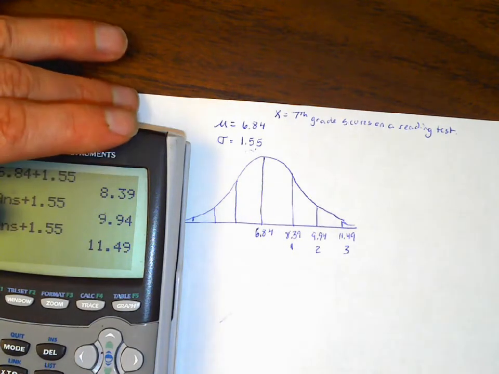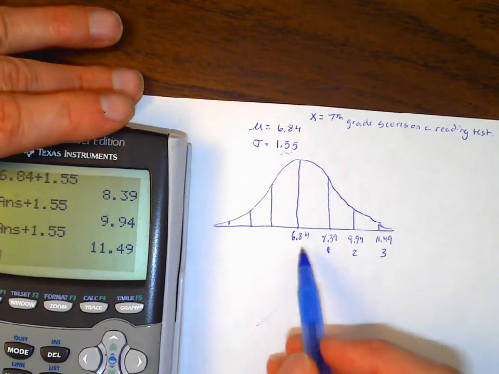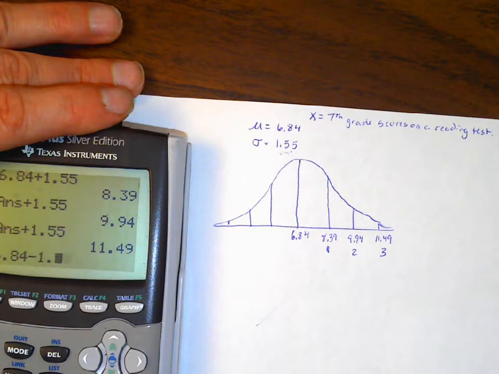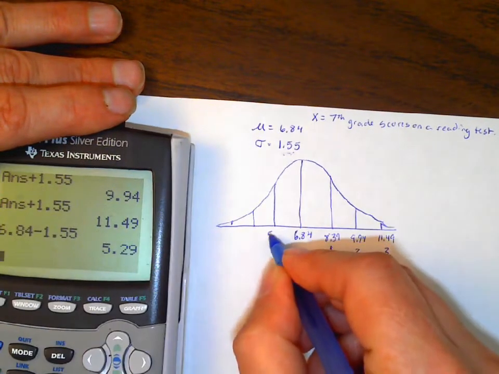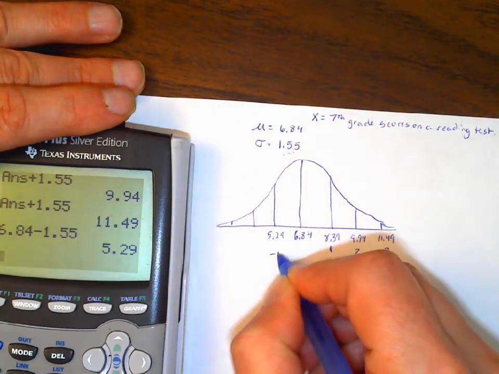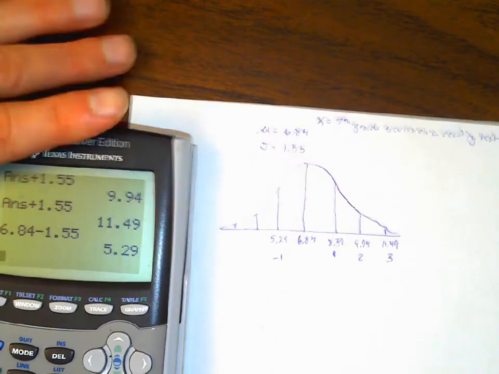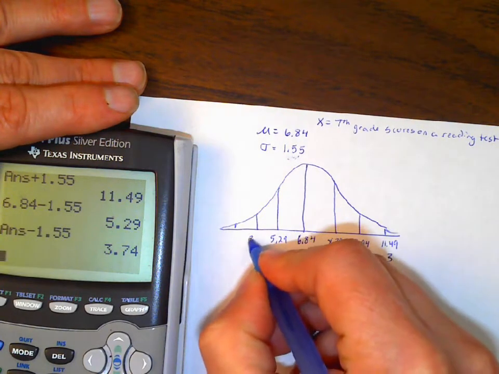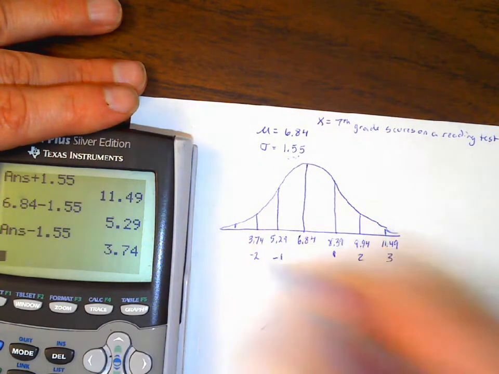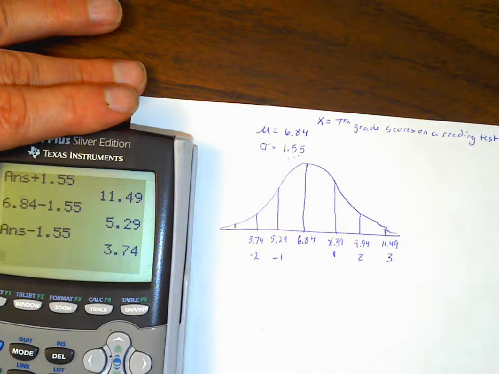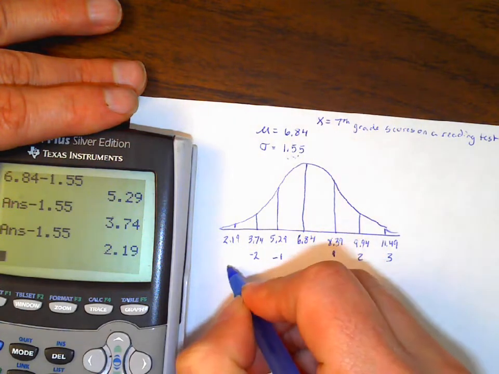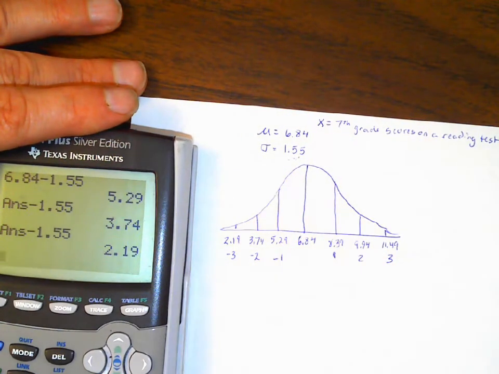Okay? Now, to fill out the other ones, I want to subtract. So I'm at my mean, 6.84. I'm going to subtract 1 standard deviation, 5.29. So I'm at -1 standard deviation. I'm going to subtract 1.55 again, 3.74. I'm at 2 standard deviations away. And subtract another 1.55, I'm now at 2.19. I'm at 3 standard deviations away.